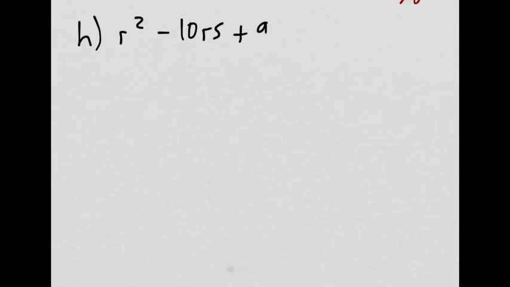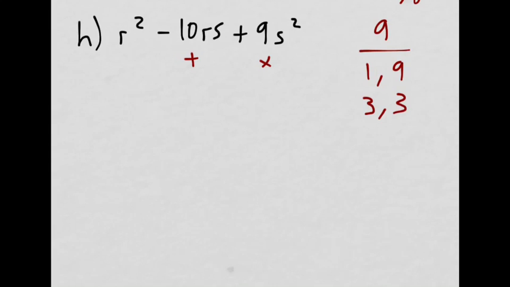This is H. So we have r squared this time, minus 10rs plus 9s squared. So factors that multiply to equal 9 and add to equal negative 10. What are the factor pairs of 9? 1 and 9. 3 and 3. Which ones are we going to use? 1 and 9. Good.